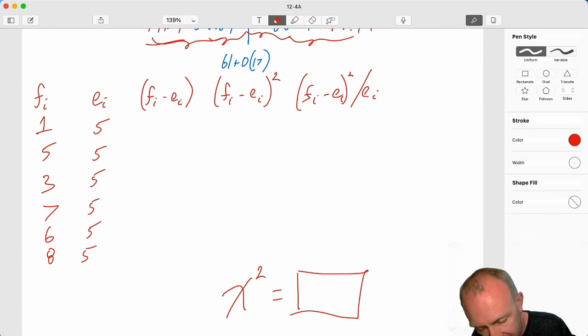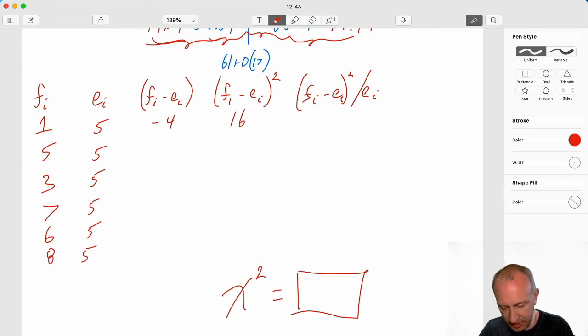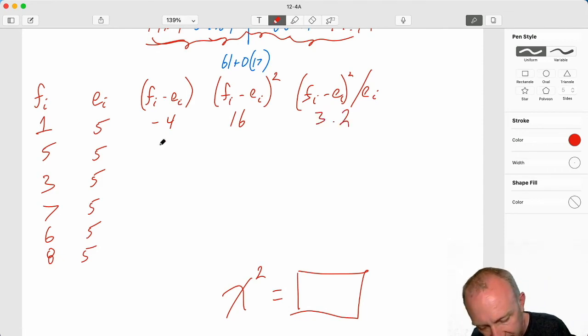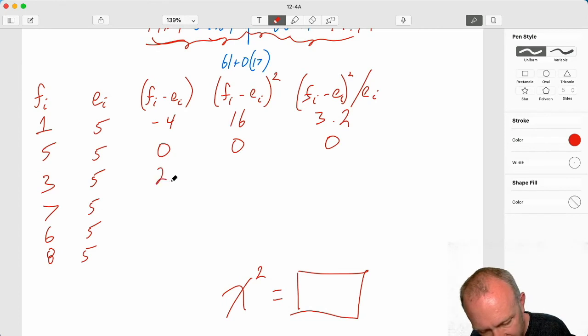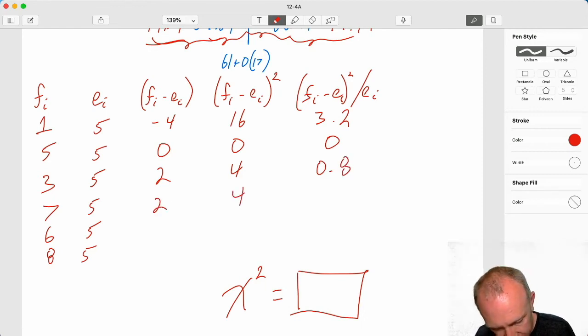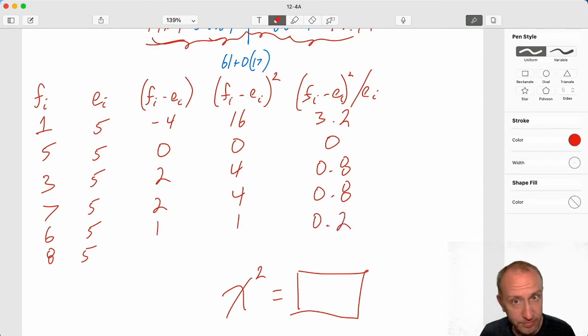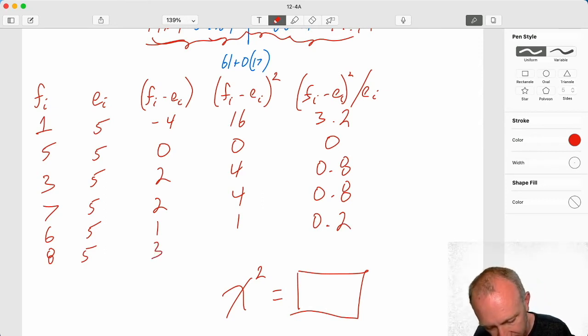Okay, so here I have minus 4. Minus 4 squared is 16. 16 over 5 is 3.2. 5 minus 5, 0, 0, 0. 3 minus 5 is 2, 4, and 0.8. Next one as well, 2, 4, and 0.8. Next one here, we have 1, 1, and 0.2. And finally, the last one, 3, 9, and 1.8.